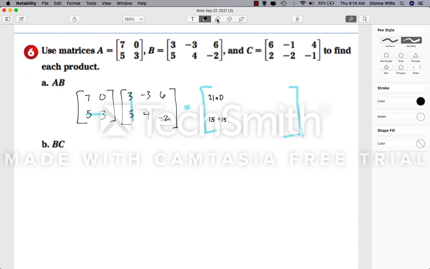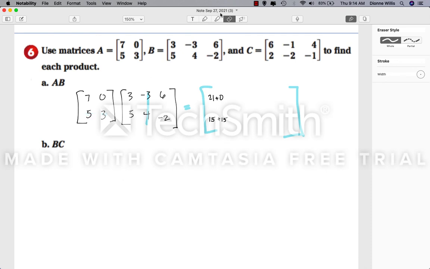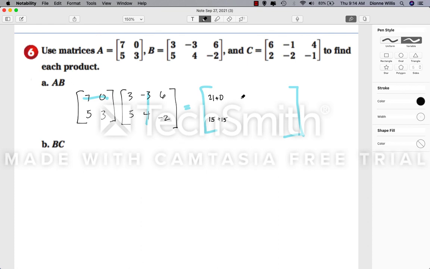Now I move on. In order to get the next two in the next column, I know this sounds crazy, guys, but just stay with me. I'm going to go back up to the 7 and the 0, and I'm going to multiply by the values in this column. So I'm multiplying row by column. Are you with me? So let's do it again. 7 times negative 3 gives me negative 21. And then 0 times 4 gives me 0. So that's going to be the value here.